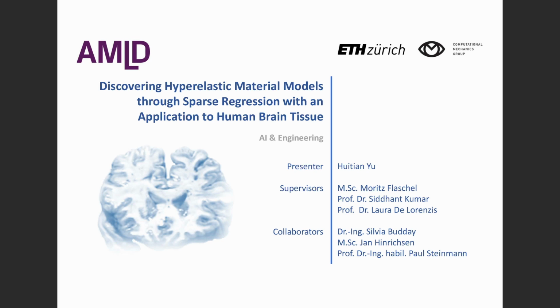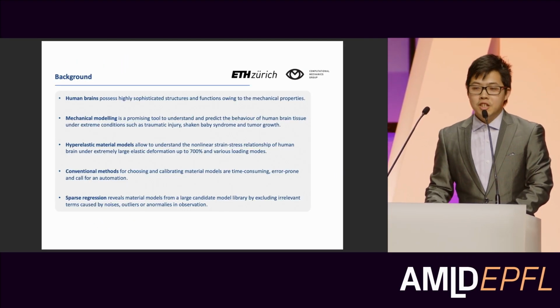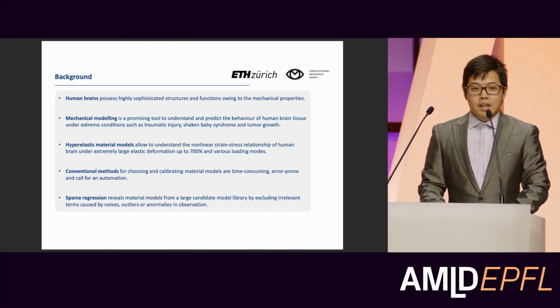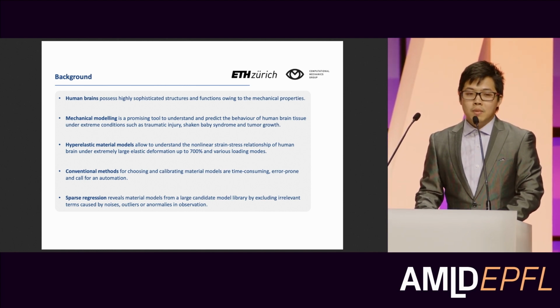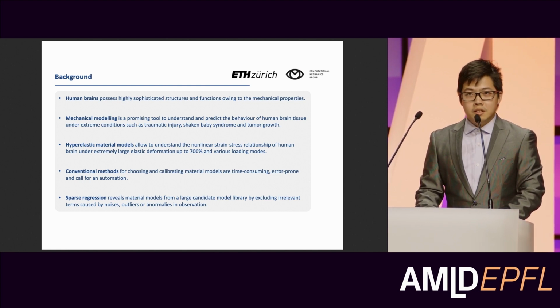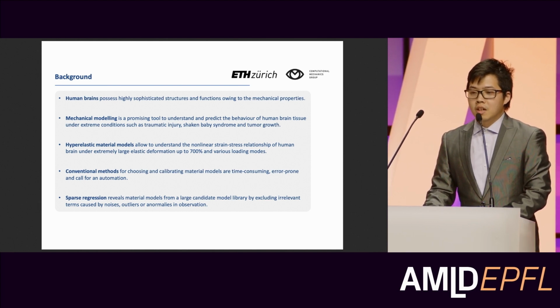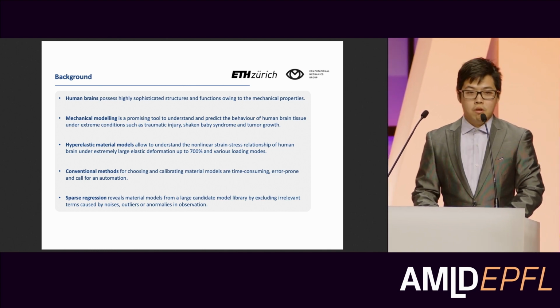Ladies and gentlemen, today my topic is about discovering hyperelastic material models through sparse regression with an application to human brain tissue. Human brain tissue possesses highly sophisticated structures and functions due to its mechanical properties. It is ultra-soft and also nonlinear. Biomechanical testing is sometimes very challenging. Thus, mechanical modeling is sometimes necessary to understand and predict the behavior of human brain tissue, even under extreme conditions such as traumatic injury, shaken baby syndrome, and tumor growth.